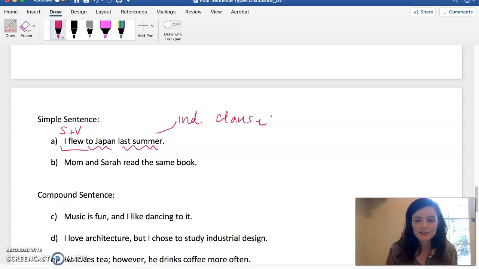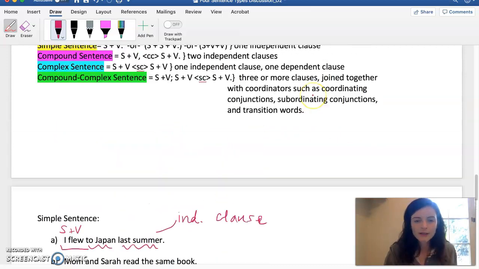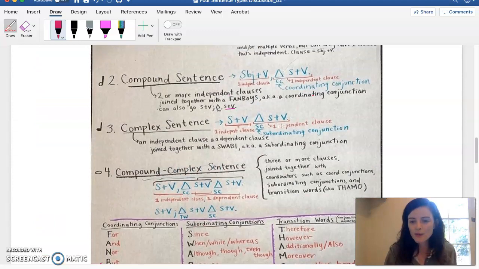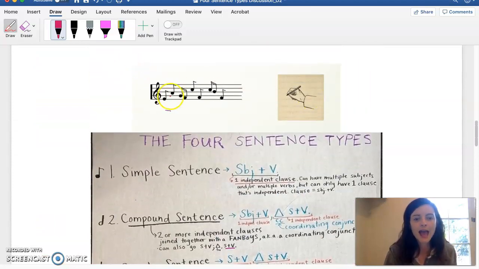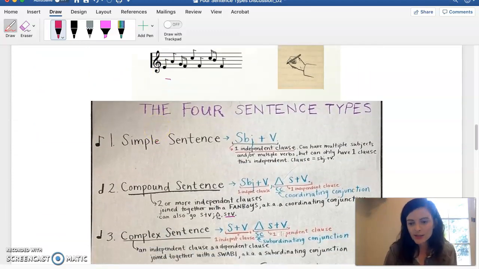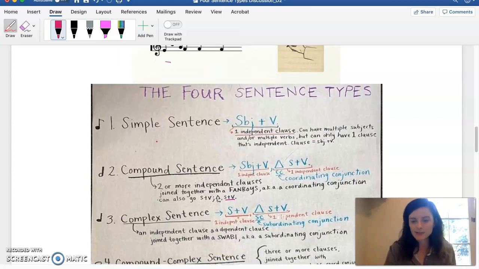Now, why do we need, that's an E. Why do we need variety in our writing? Why is it more interesting that way? Well, imagine a piece of music. If you had a piece of music that only had 8th notes, it might be too redundant.